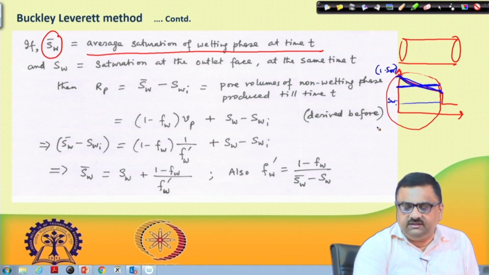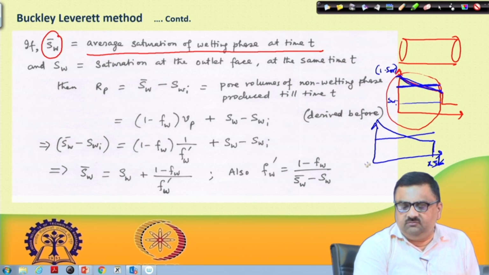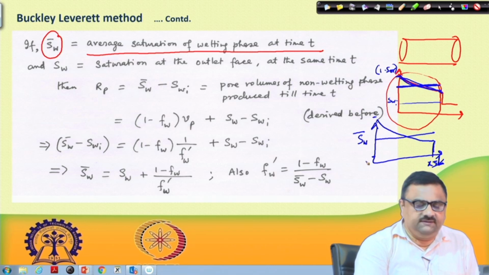SW bar is the saturation on the Buckley-Leverett front. So, when the front reaches the outlet, this is x equal to L. The front has reached the outlet. So, at that time what is SW bar? Let us say this is the value of SW bar. Here we have SWI somewhere, here we have 1 minus SOR.